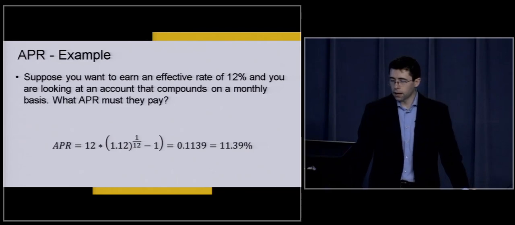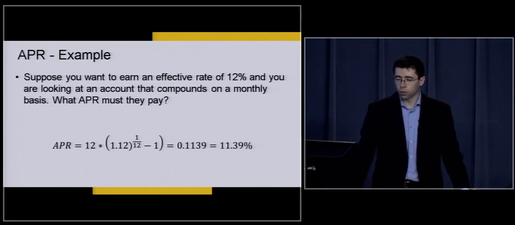So we have M equal to 12, so we just take 12 times 1 plus our effective annual rate to the power of 1 divided by the number of compounding periods per year, and subtract 1. And what we find is that our APR that compounds monthly would have to be 11.39% in order to give us an effective annual rate of 12%.